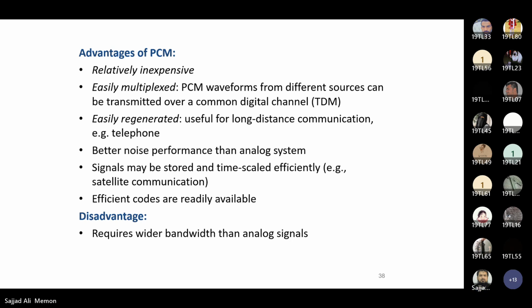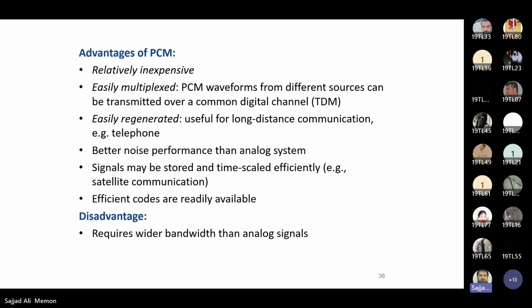So due to this PCM waveform flexibility, we have high data rates. We can achieve high data rates by multiplexing multiple inputs through time division multiplexing. Easily regenerated, useful for long distance communication, for example telephone and other services, for transmission, or even for long transmissions, SDH and STM-1 and other things are also used. So all are basically based on this PCM. So it is easily regenerated and can be used for long distance communication.